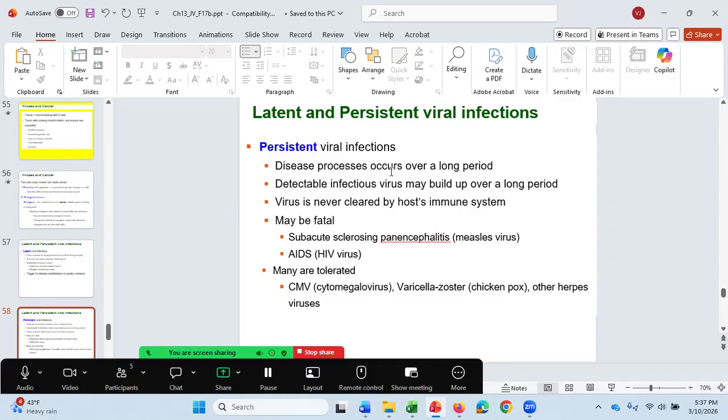A persistent viral infection tends to last over a long period of time. The detectable levels of the virus tend to build up, meaning increase, over a long period of time. The virus may never be cleared by the host immune system. The virus can be fatal, such as in the old days when HIV caused the disease AIDS. They said that was a persistent viral infection.